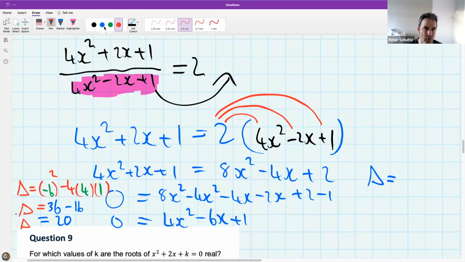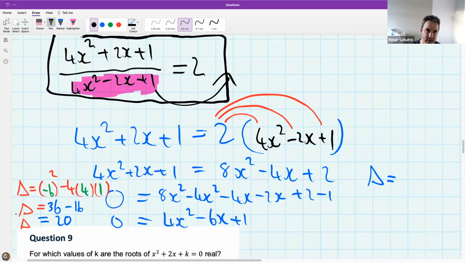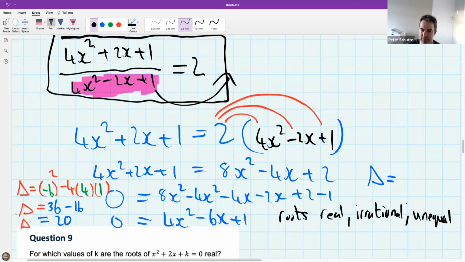So what are the roots of my equation going to be? My rather tricky looking equation up here, I can classify its roots without solving the equation. So roots are real. They are irrational because delta is not a perfect square, and they are unequal. So real, irrational, and unequal. Yeah. So Lele agrees as well.